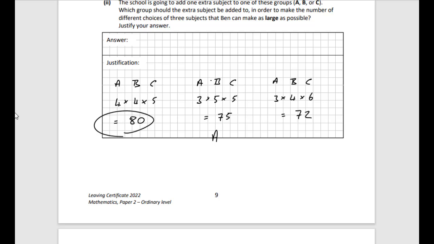So the answer then is, well actually what's the question? The question is, in order to make, which group should an extra subject? So the answer is add an extra subject to group A. So the answer there is A.